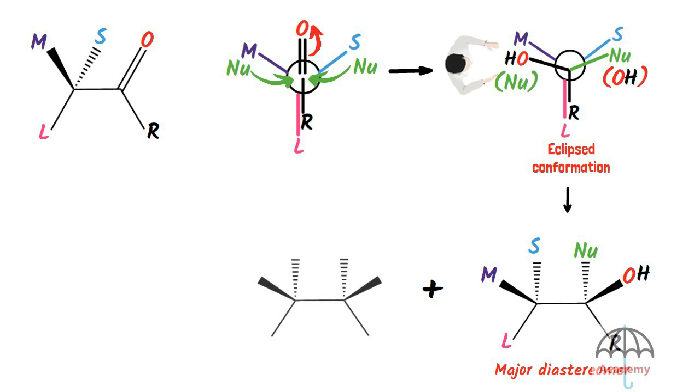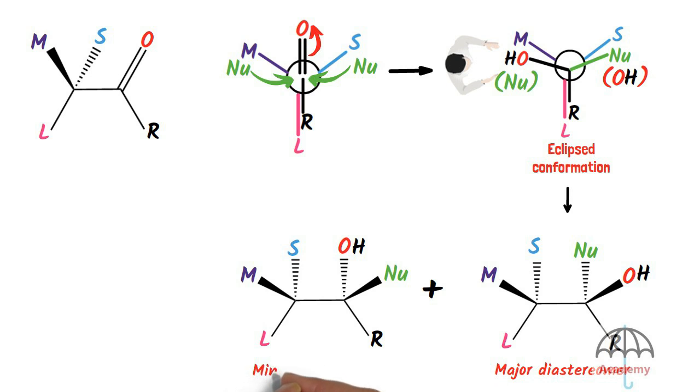We then convert this eclipsed Newman projection into flying wedge projection. The R and L groups are written on the same side in the plane of paper, as they are in the reactant molecule. The medium group and nucleophile are near the observer, so we write these on the wedges. The small and hydroxyl group are away from the observer, so we write these on dashes.